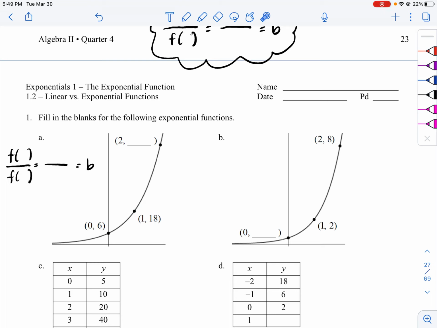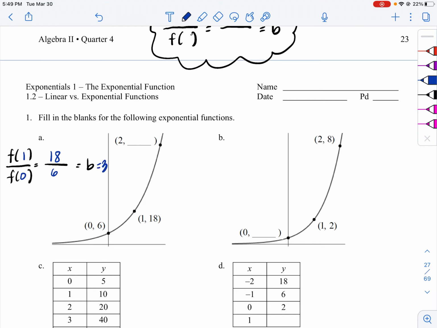So I need to know which one do I put on the top, the 0, 6 or the 1, 18. Please remember that the one on the top is the one with the higher x value. Not the higher y value, okay? The higher x value. So since this one has the higher x value, I'm going to put it on the top. So that is f of 1. And f of 1 has a y value of 18. And then f of 0 has a y value of 6. And so this is 18 divided by 6. And 18 divided by 6 is equal to 3. So my b value is equal to 3.